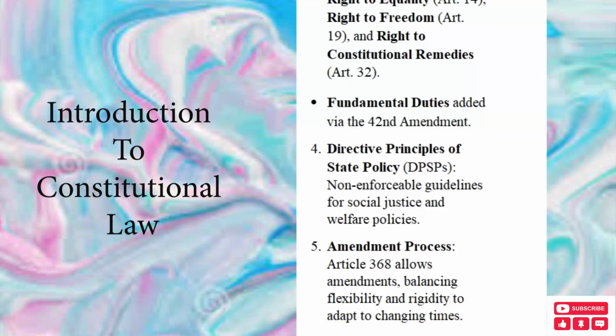5. Amendment process, flexibility and rigidness. One more important feature is the amendment process. While the Indian Constitution is quite rigid in some respects, it's also flexible enough to adapt to changing times. Article 368 outlines the procedure for amending the Constitution, and so far, there have been more than 100 amendments. For example, the 42nd Amendment in 1976 made sweeping changes during the emergency era, which emphasized the role of the central government.